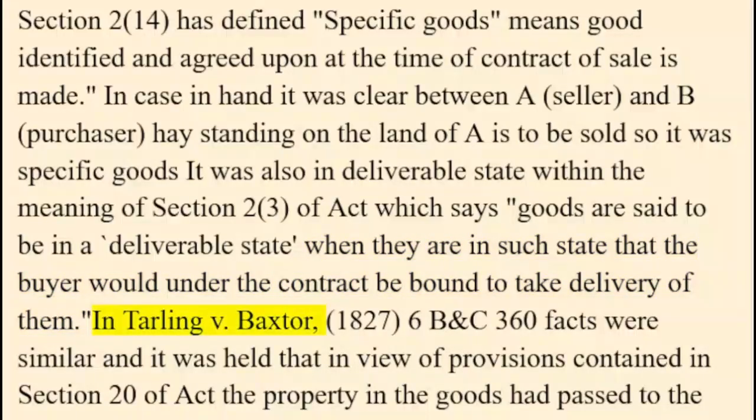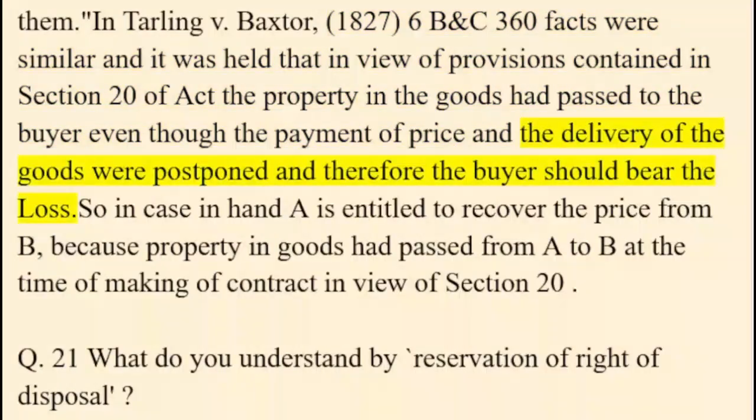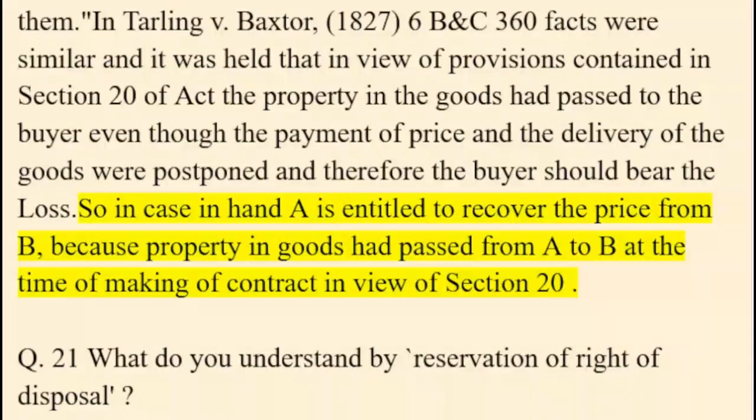In Tarling vs. Baxter, 1827, 6b and c. 360 facts were similar, and it was held that in view of provisions contained in Section 20 of the Act, the property in the goods had passed to the buyer even though the payment of price and the delivery of the goods were postponed, and therefore the buyer should bear the loss. So in the case in hand, A is entitled to recover the price from B, because property in goods had passed from A to B at the time of making of the contract in view of Section 20.